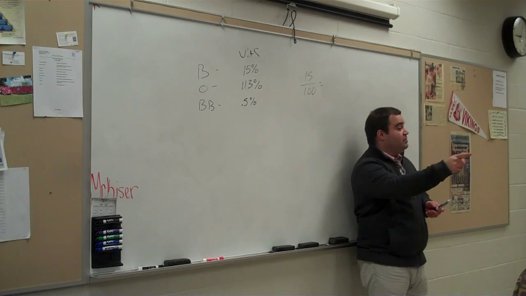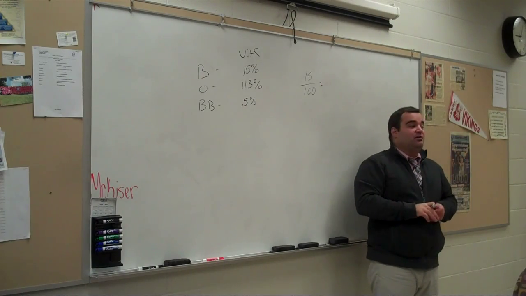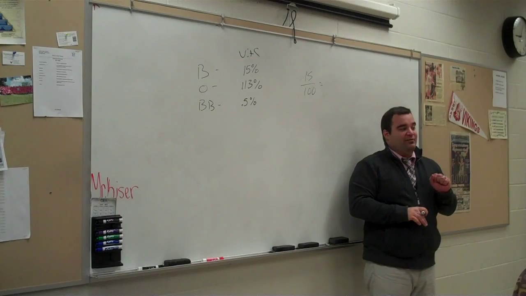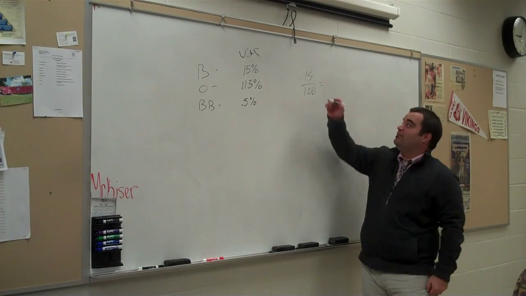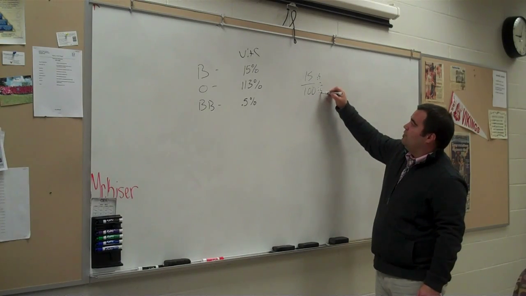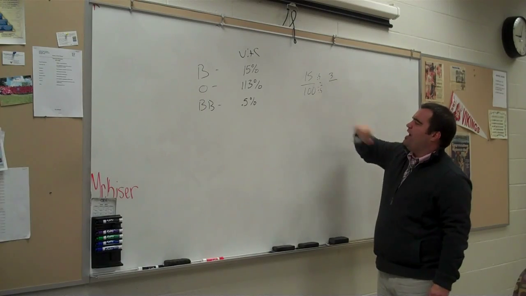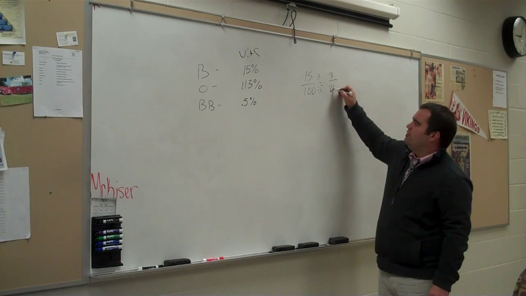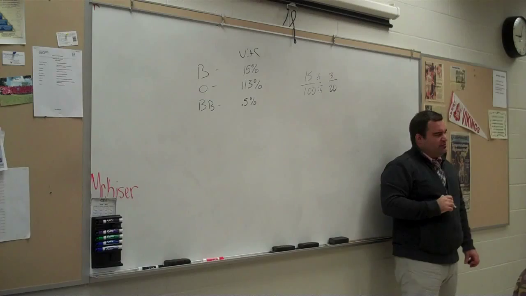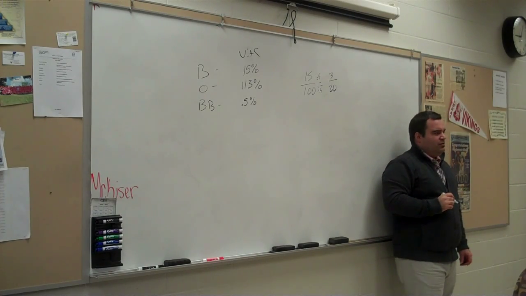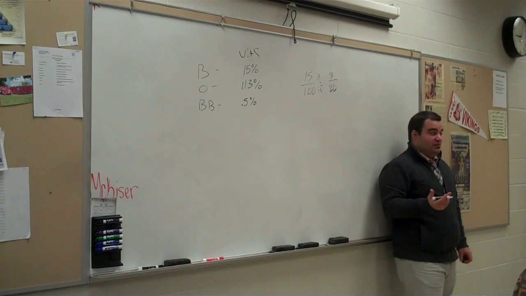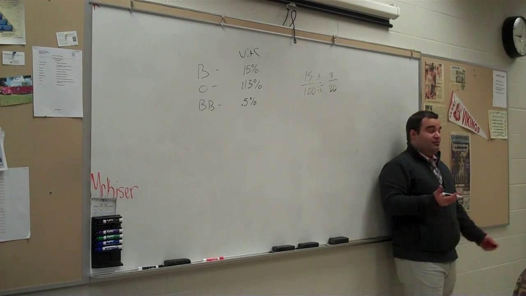It is not already reduced. If it ends in a 5 and it ends in a 0, I can absolutely take a 5 out of it. How many 5s are in 15? 3. How many 5s are in 100? 20. Is 3 over 20 reduced? Yes. 3 is a prime number. What are the 2 factors of 3? 1 and 3.